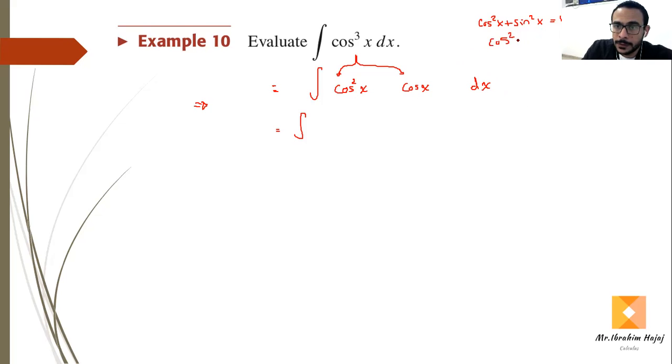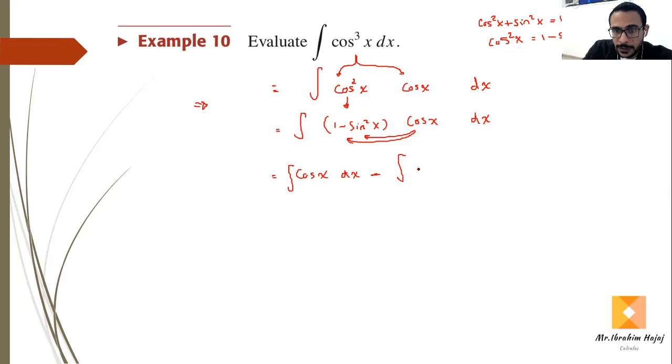Cosine squared x equals 1 minus sine squared x. So I will replace the cosine squared with 1 minus sine squared x, times cosine x dx. Then cross and distributive property: cosine x minus sine squared x cosine x. Integral of cosine x dx, and separate them, take the integral for each part. And now the integral of sine squared x cosine x dx.